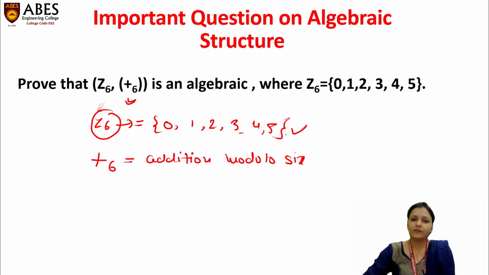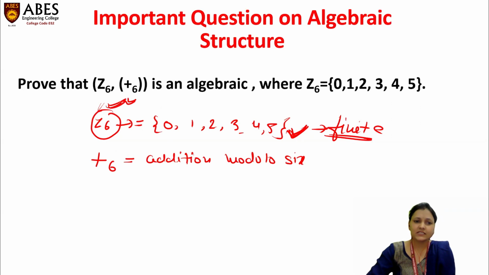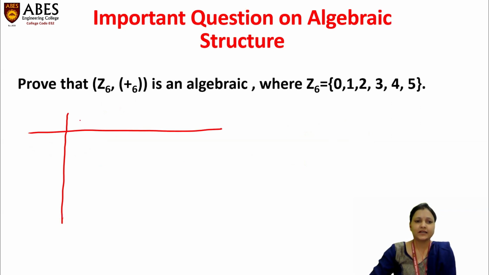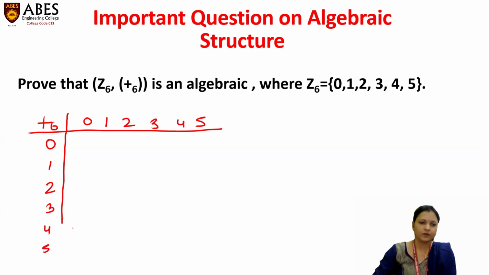So, if the given set is a finite set, we can also prove that this system or combination is an algebraic structure using the closure table. Here I will draw the closure table. How will a closure table be drawn? First of all, write the operator over here. These are the elements 0, 1, 2, 3, 4, 5. Here also write again 0, 1, 2, 3, 4, 5.